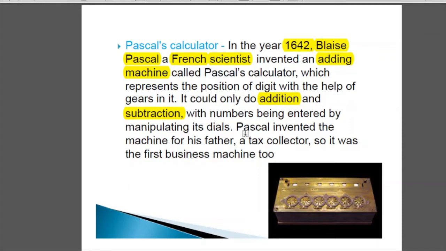So why did Pascal invent this machine? It is interesting to know that Pascal invented the machine for his father, as he was a tax collector. So it was the first business machine too.